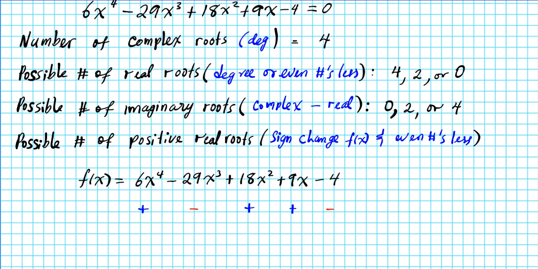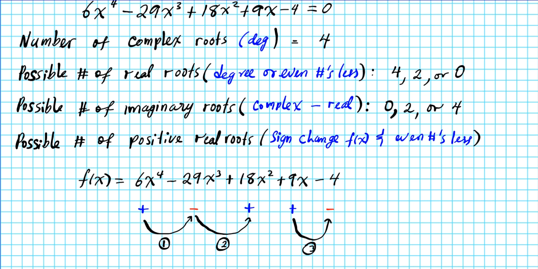So the question here is, how many sign changes do we have in this polynomial function? So let's take a look at it. The first one, from positive to negative, that counts as a sign change. Sign change number 1. From negative to positive, that's another sign change. Number 2. Positive to positive, no sign change, that doesn't count. Positive to negative, sign change number 3.